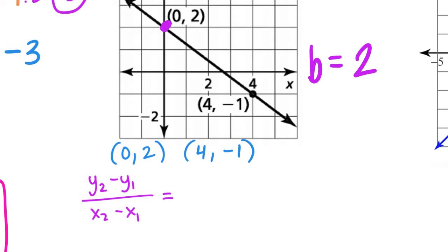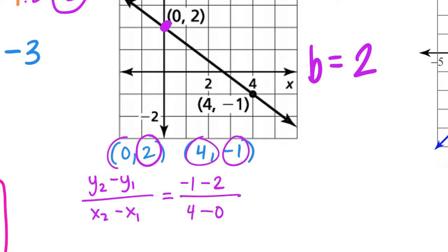So this would become -1 minus 2. I just did the y value minus the y value, right? Over 4 minus 0. 4 minus 0. And that's going to equal -3 on the top, +4 on the bottom. And that's our slope, -3/4.